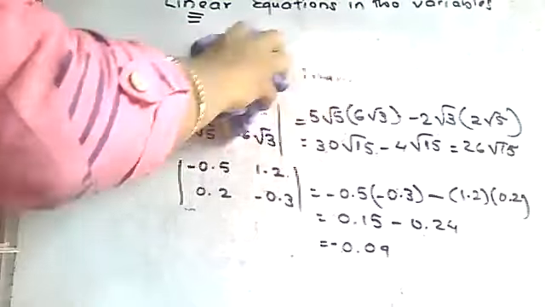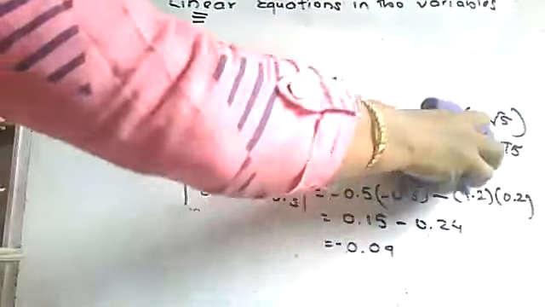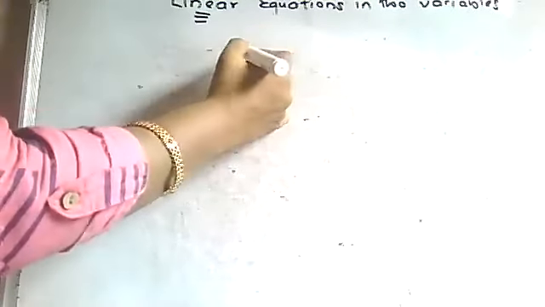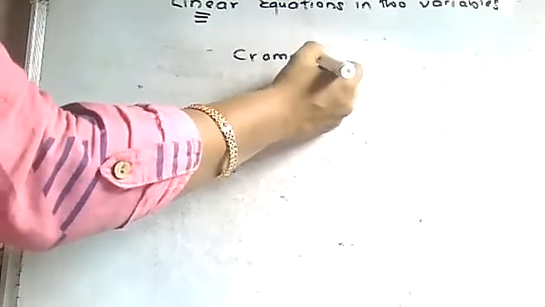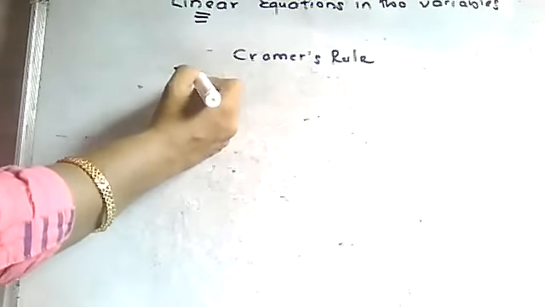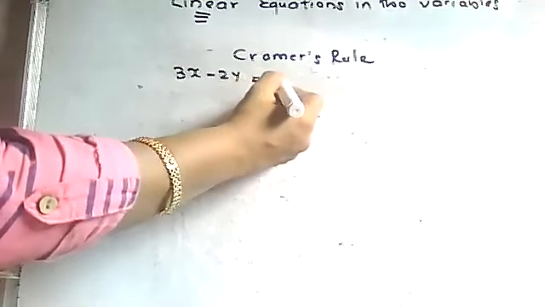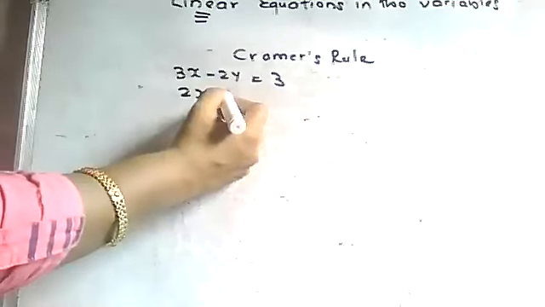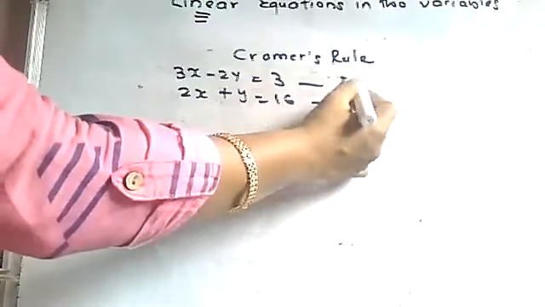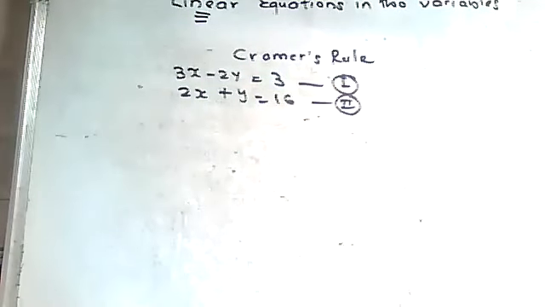Now I'll show especially for ICSE students how to solve simultaneous equations by Cramer's rule. Now we are learning Cramer's rule, Cramer's method. Suppose they give you 3x minus 2y is equal to 3 and 2x plus y is equal to 16. Equation 1, equation 2. Everyone be attentive, even SSC students, please be attentive.